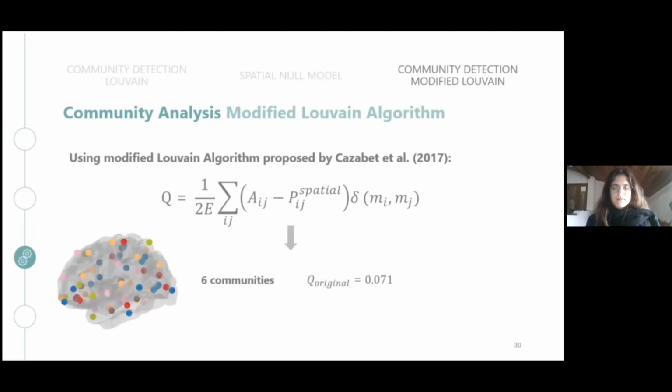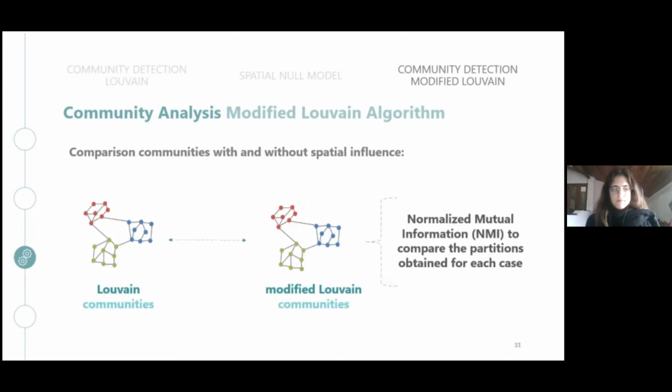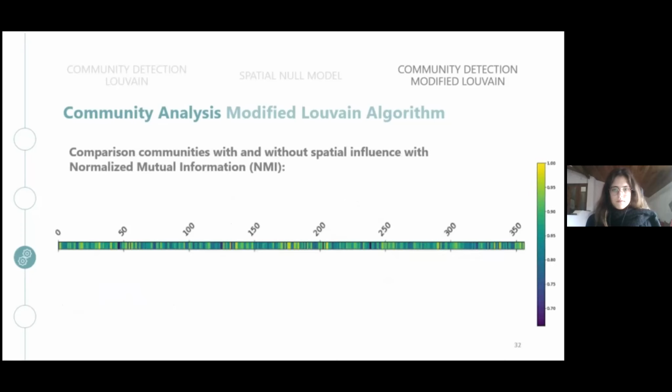With this algorithm, we obtain an average of 6 communities with a modularity of 0.07, which is a small contribution, but not negligible. Furthermore, when comparing the communities obtained with and without the spatial effects, using the normalized mutual information metric, we found a high similarity between them, though not a 100% match for all time points, as we can see.